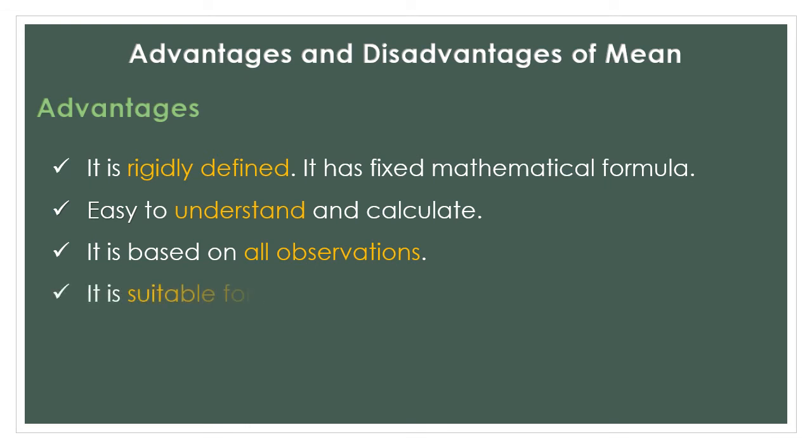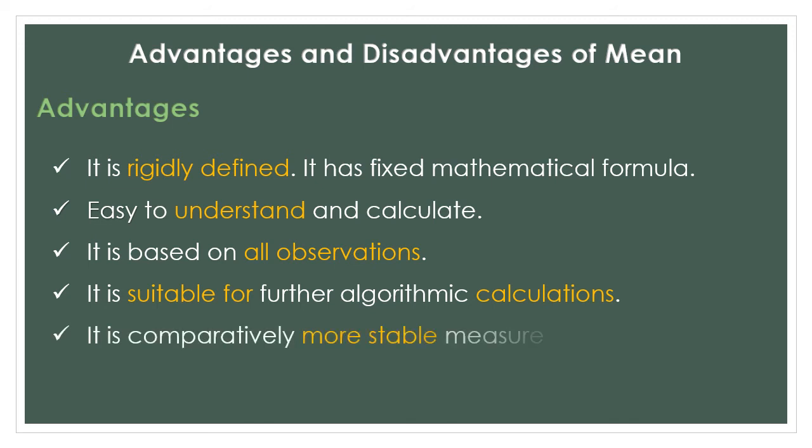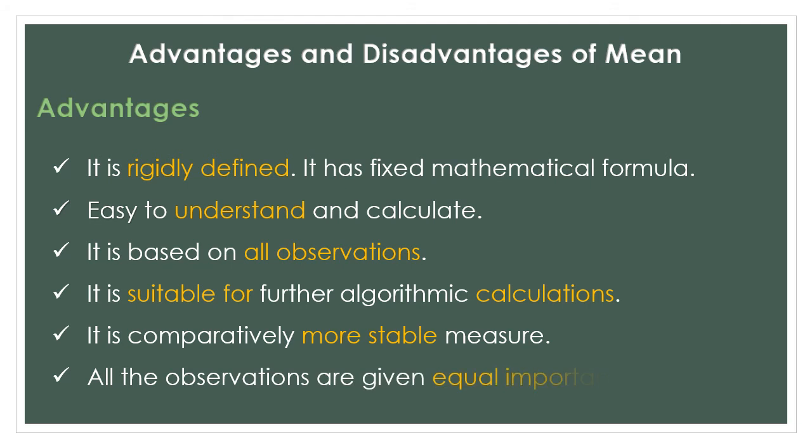It is suitable for further algebraic calculations. That means further formulas can be used with the mean as the base on the data. So it is a good measure. It is comparatively more stable. I told you in the characteristics of an ideal measure that our average should be stable. So this measure is comparatively more stable, compared with the other measures. It is not absolutely stable, but relatively it is more stable. And the last, all the observations are given equal importance. It is a very important point that each and every observation has the same weight. Not a single observation is bigger than the other.